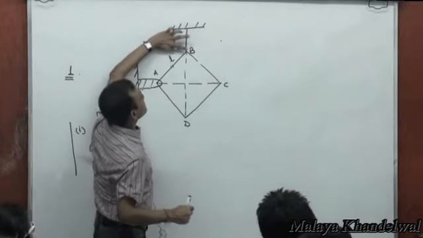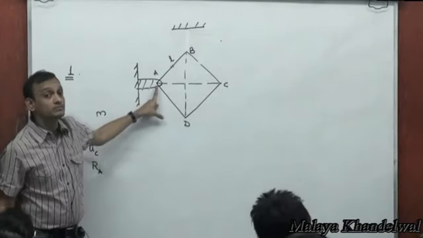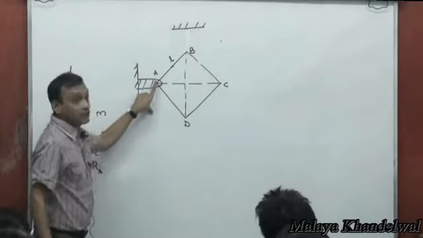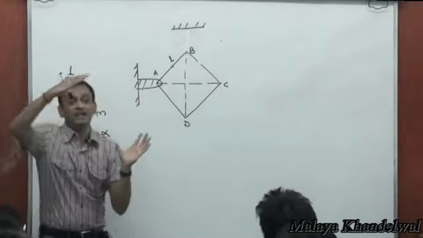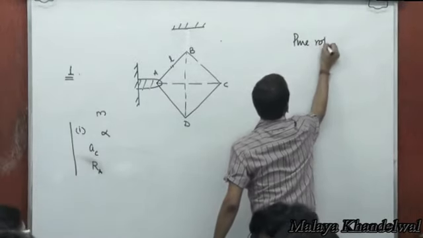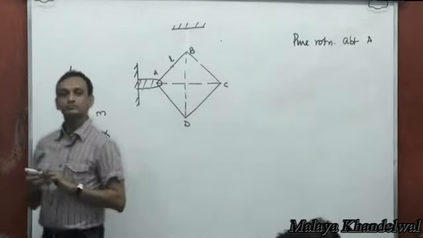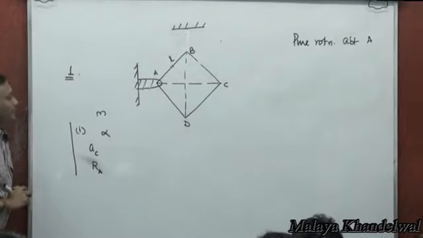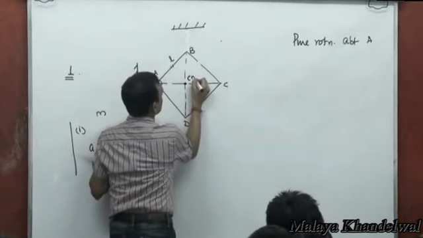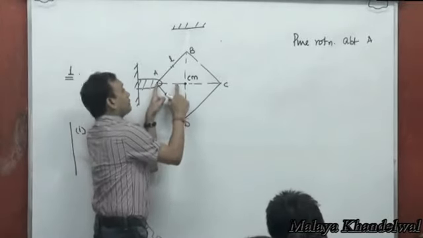First of all, if I snap this string at B, it's pivoted at A. So then this whole thing, the lamina, will be in a state of pure rotation about A. This is the center of mass. There is a torque about A.